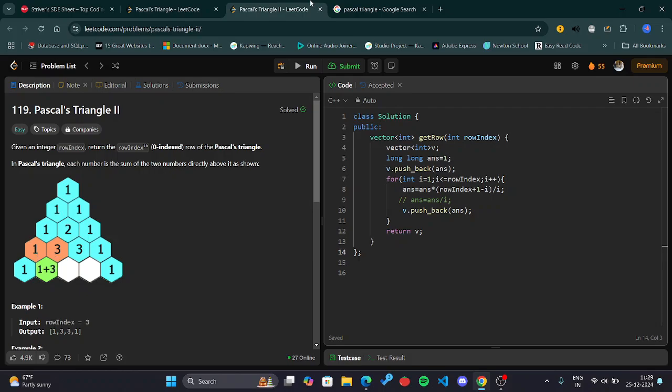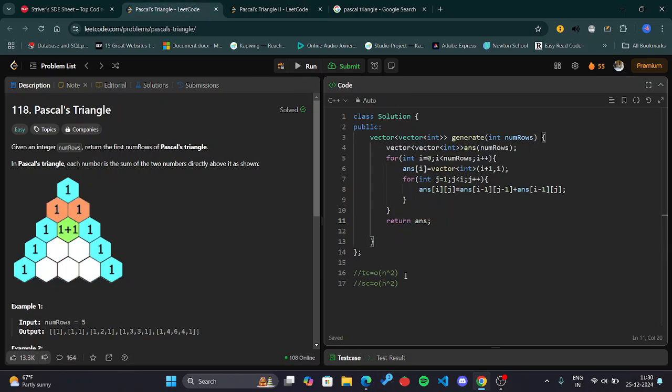Now let's look at this Pascal's triangle 2. Given an integer row index, return the row of the Pascal triangle. So what it is saying is that we are given a row index. This time it's 0-based indexing. So we are given the third row here, 1, 2, 3. This is the third row, and you have to return what is present in the third row: 1, 3, 3, 1.